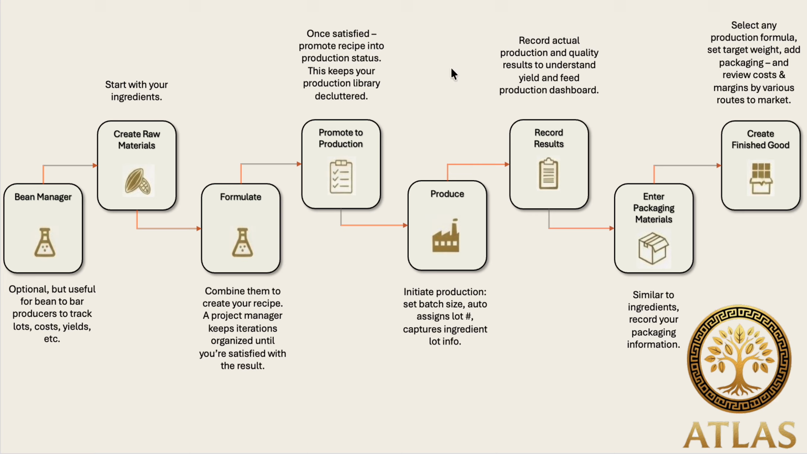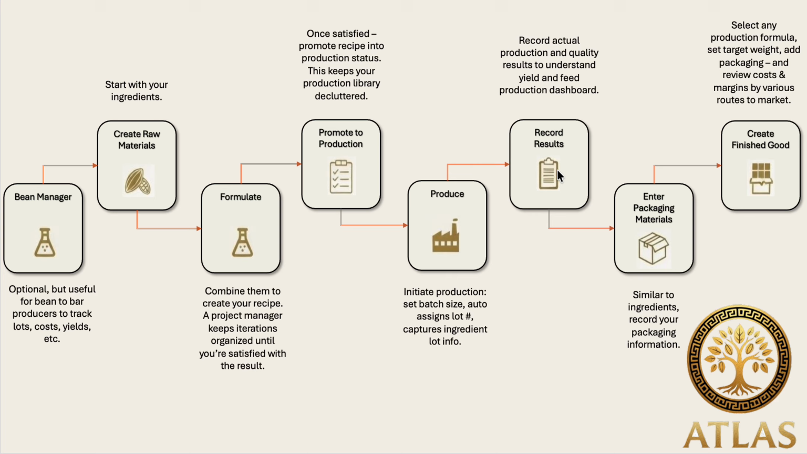Once production is completed, we're going to end production, at which point Atlas is going to ask you how did the production go. So if you said you were going to make 100 pounds, but you only got 95 pounds out of that because you lose some to utensils or some sticks to the equipment walls, maybe you did some tasting along the way, it'll ask you how much did you actually get out of that, which will calculate your yields.